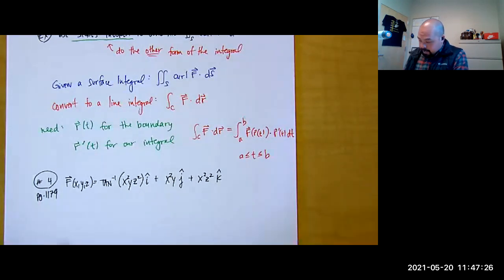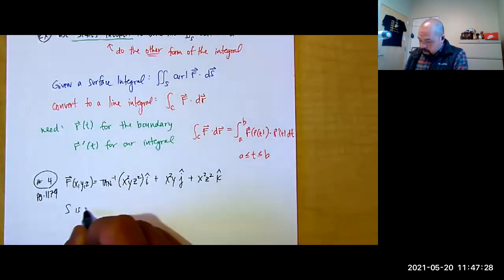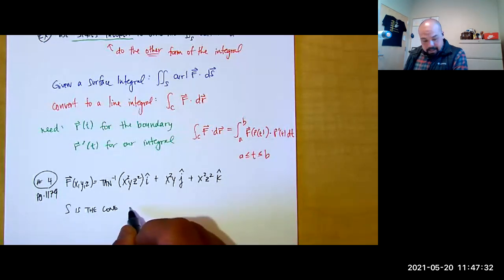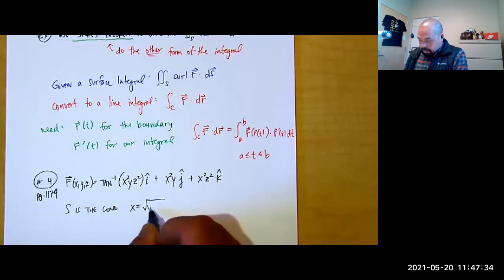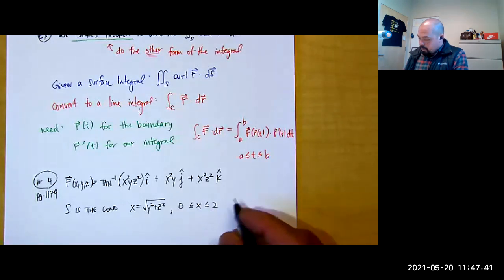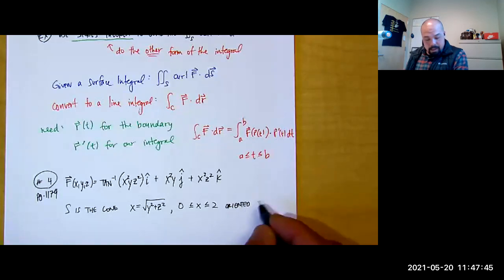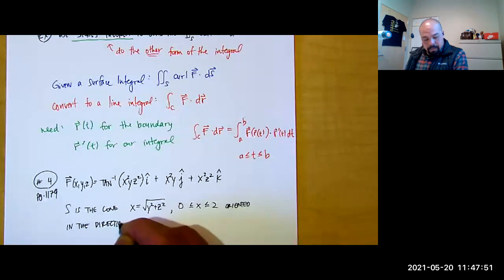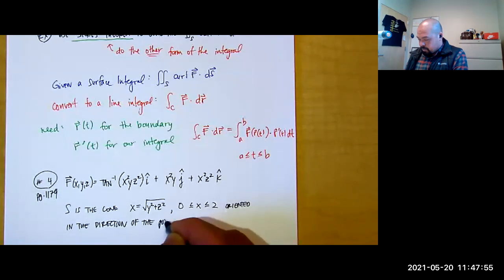All right, and so then now what they're talking about, S is the cone, x is equal to the square root of y squared plus z squared. x is going to be between 0 and 2, oriented in the direction of the positive x-axis.